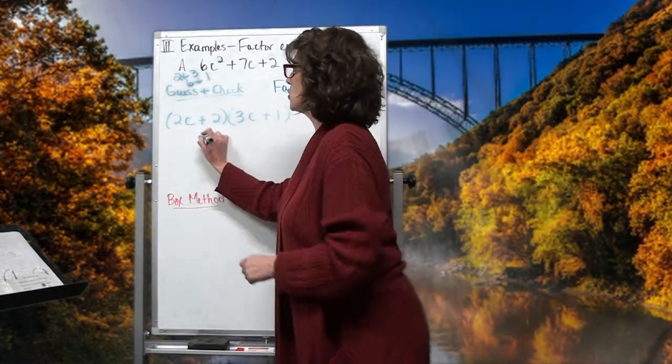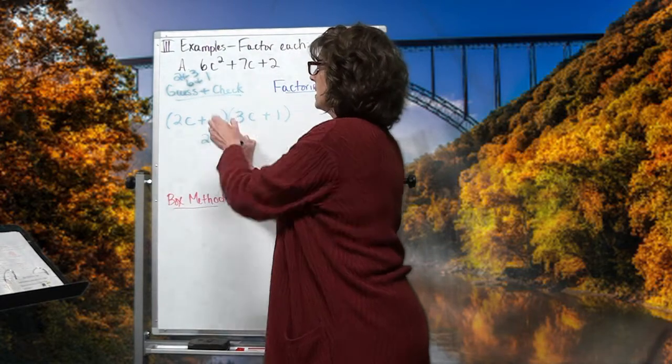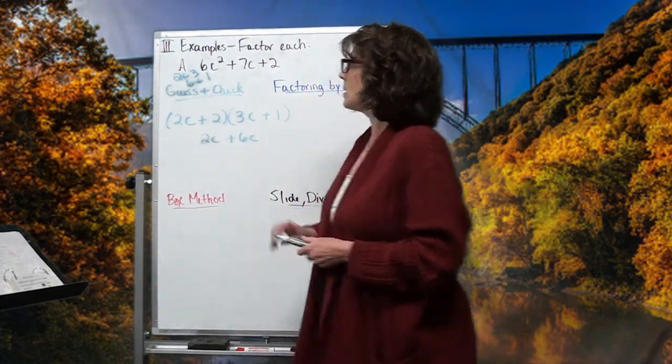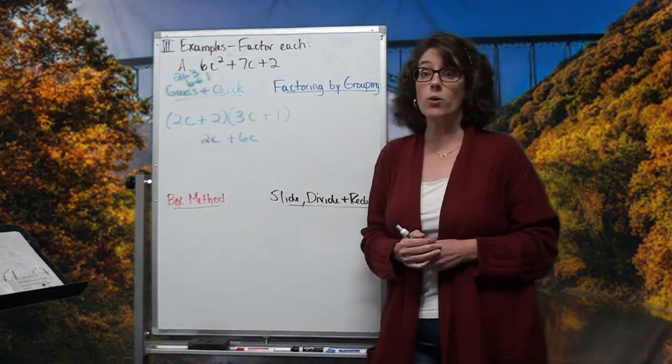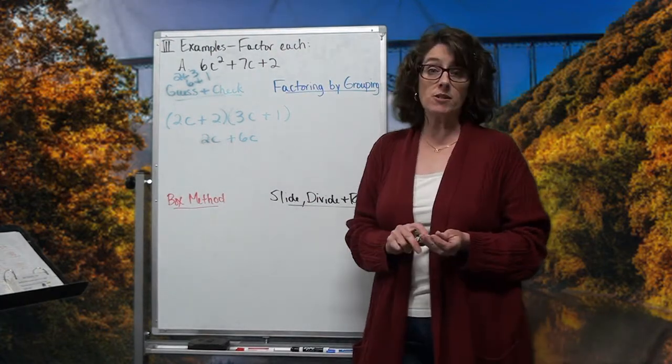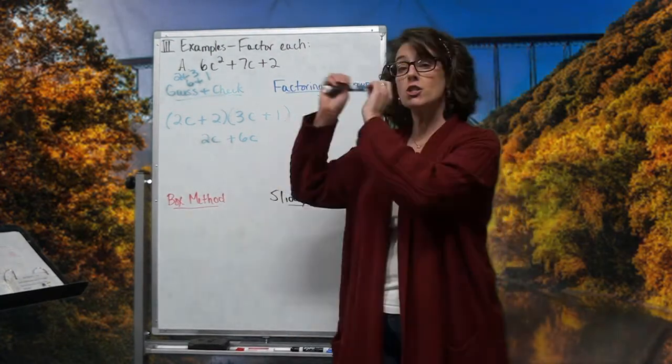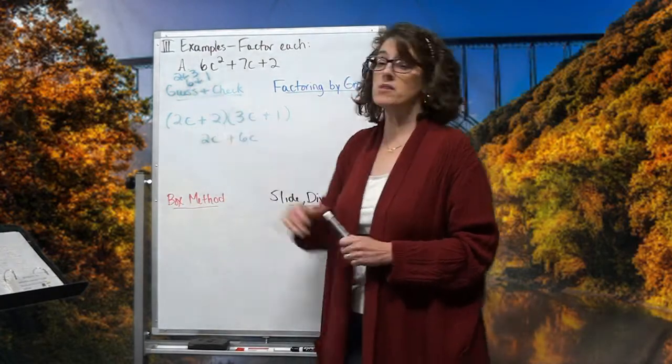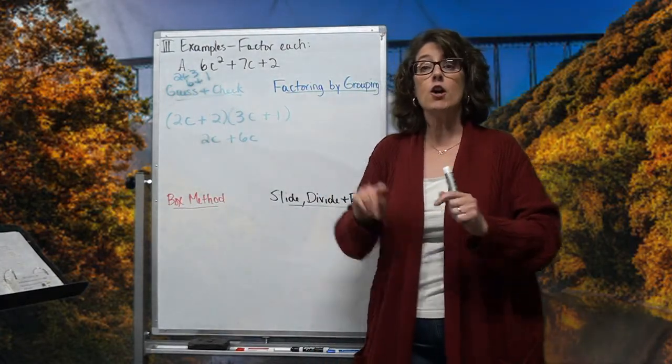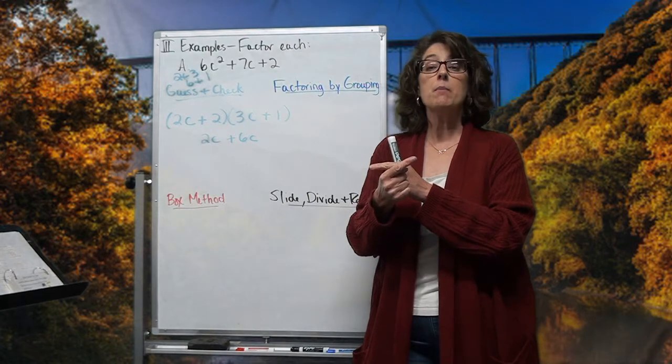Out here, I'm going to get a 2c. In here, I'm going to get a 6c. Do those combine to be the 7c that I wanted? No, they don't. So I need to try something else. Now, before I toss the 2 and the 3 out and grab the 6 and the 1, it would be a good idea to switch things up before you throw them out.